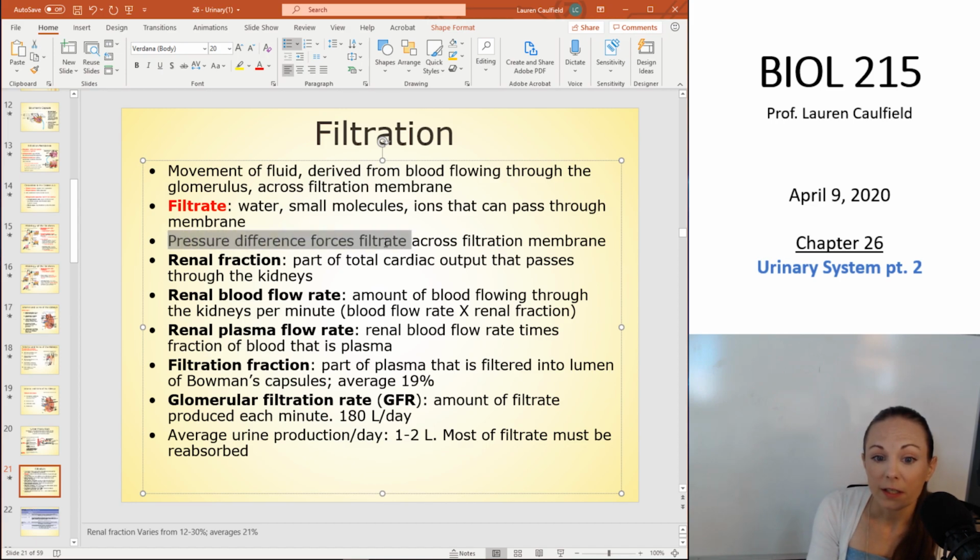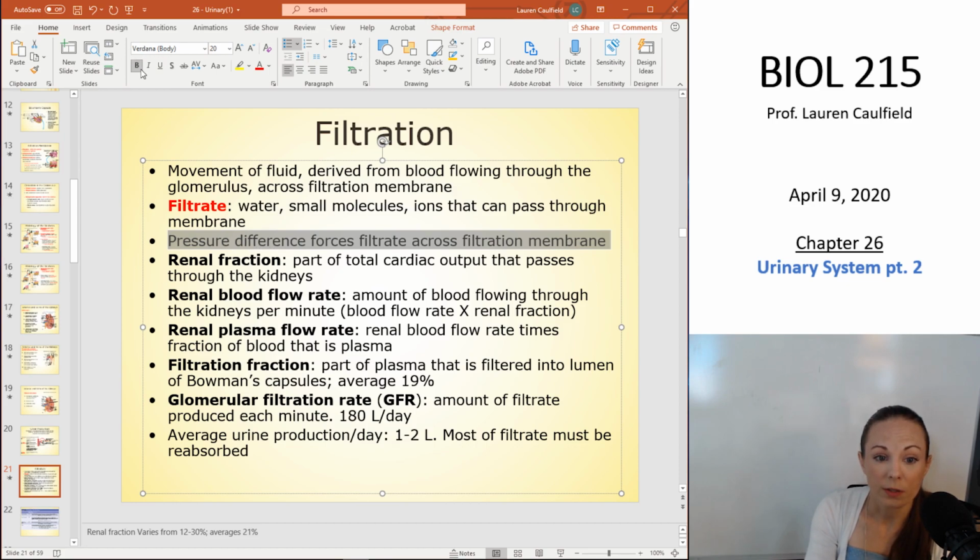What is driving our process of filtration is differences in pressure. This is very similar to things that we've talked about before in multiple systems, but if it helps you to visualize something you maybe want to review for your final exam, go back and look at what we talked about with the movement of fluid across the capillary. It's the exact same type of thing, except now we're moving more fluid because we have those fenestrae, those capillaries, and those filtration slits.